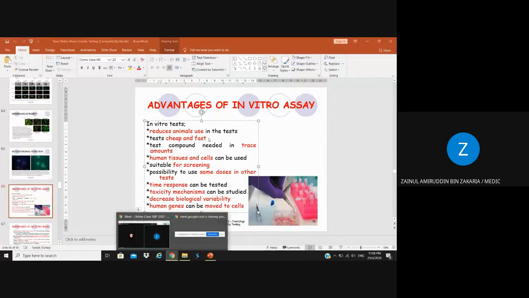It will take some time. Your sample can be exposed to contamination and so on. So you have to be careful. So fast or not depends on the facility. Okay. Test compound needed in trace amount. So you don't need milligrams of sample. You need only micrograms. Okay.